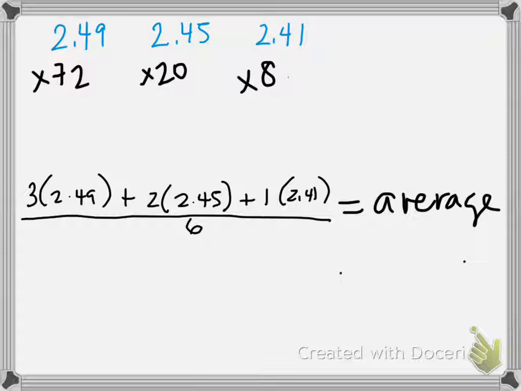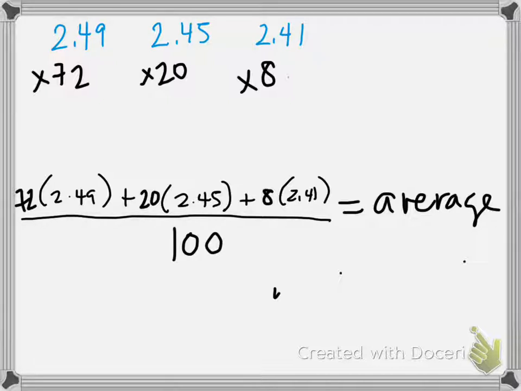Well, knowing this little shortcut here, I can say, okay, well that is, in fact, 72 times my 2.49 plus 20 times my 2.45 plus 8 times my 2.41. Well, how many samples did I say I had? 100.